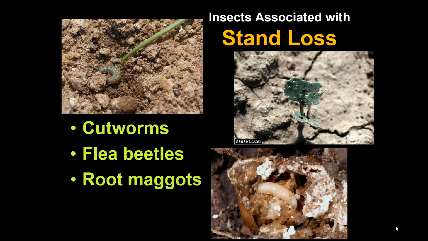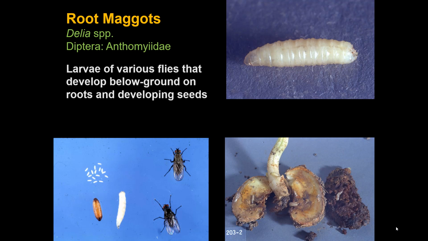So let's just start with the stand loss issues, and some of the big ones that would be involved in early season issues would be cutworms, flea beetles, and root maggots. And I want to start with the root maggots. So these are going to be fly larvae. The term maggot is applied to fly larvae. So there's a typical maggot in the upper right in this picture. Again, if you remember, most Diptera larvae do not have a head. None of them have legs. So it's a stripped down maggot with a pointy little head.